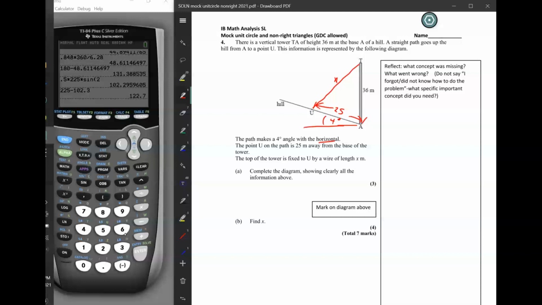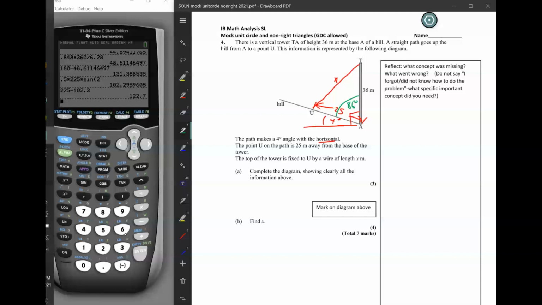We don't appear to know any of the angles, but we do know this angle 4 degrees right here. We know that the 4 degrees is with the horizontal. We know that the tower TA is vertical. So we do know that this here is a right angle, which means that the angle UAT is going to be an angle of 86 degrees, right? Because it would be the complementary angle with 4 degrees. 86 and 4 should add up to 90.